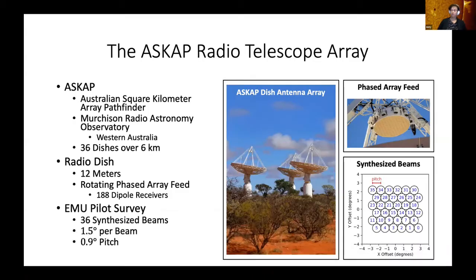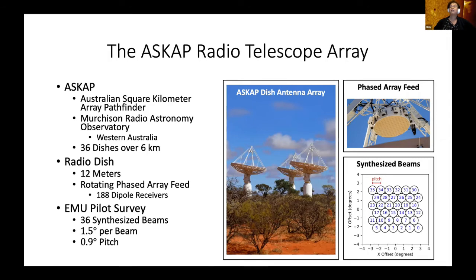Okay, so what is the EMU pilot survey? Well, actually, it's a survey done with the ASKAP radio telescope array, which is the Australian Square Kilometre Array Pathfinder. It's a part of a proposed plan of a much more complicated network called the Square Kilometre Array, which includes sites in Australia and Africa. But I'm not going to get into that now. That would take up a considerable amount of time. So we're just looking at this Pathfinder, which is a precursor for that.